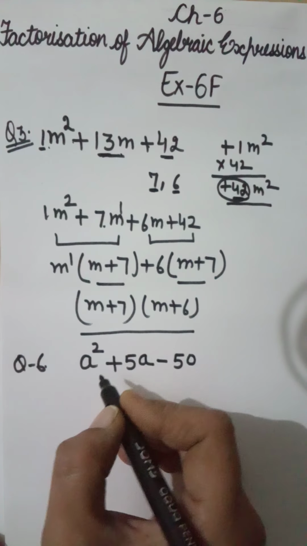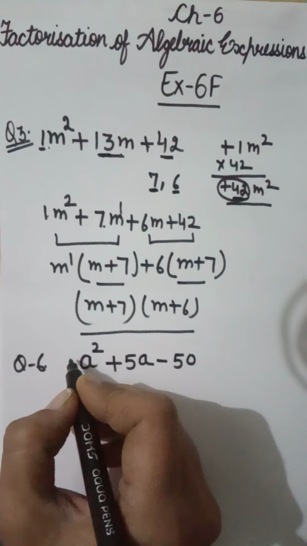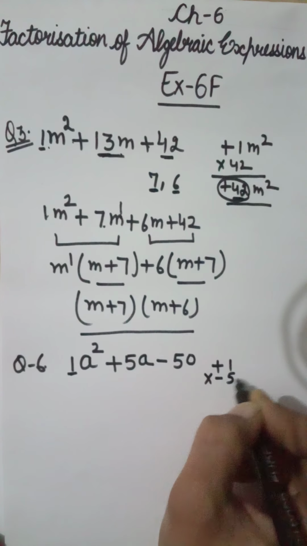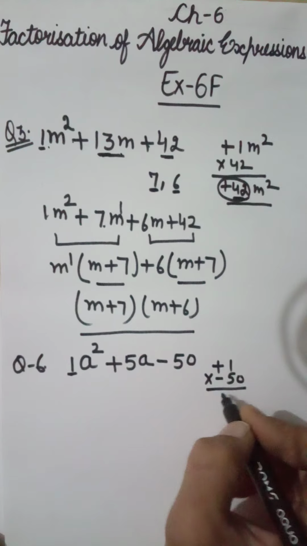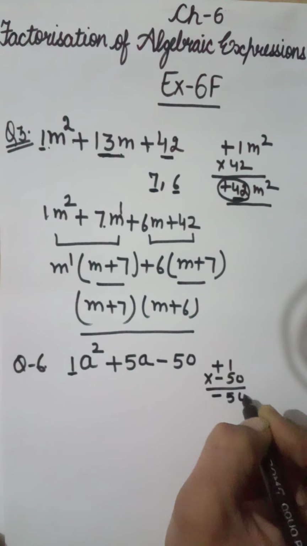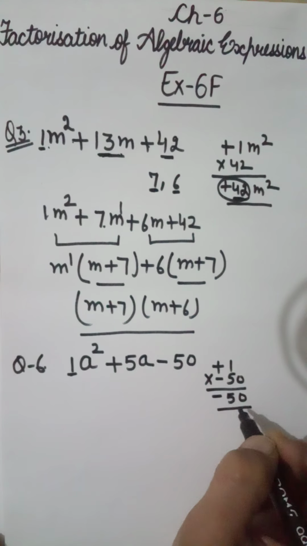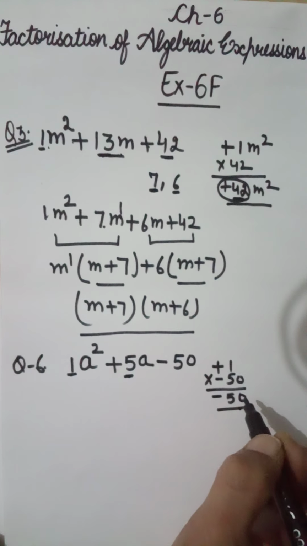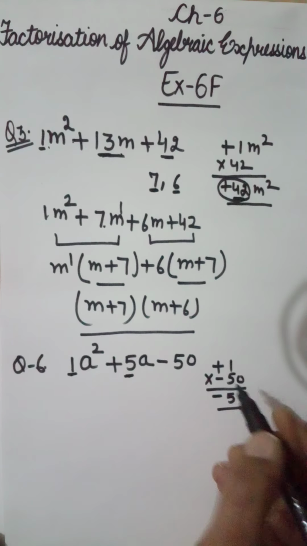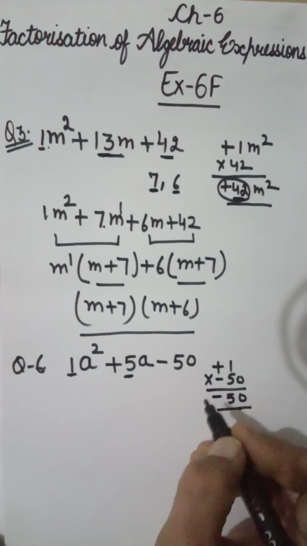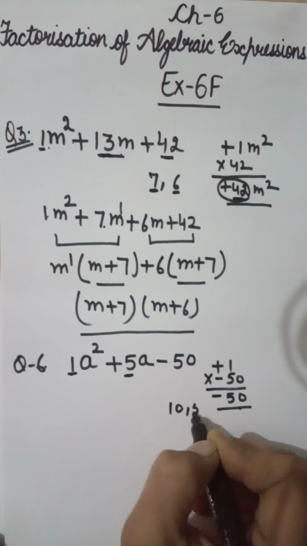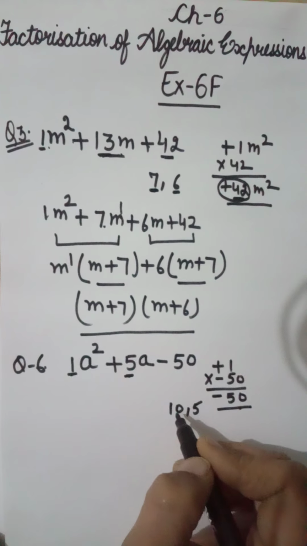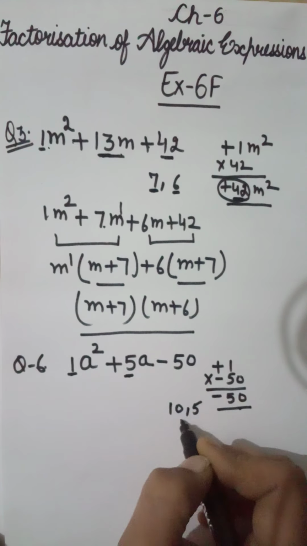Now question number 6, a square plus 5a minus 50. Now you multiply first and last term. You get plus 1 multiplied by minus 50. As you know, if you multiply plus and minus, you will get minus. 50 into 1, 50. Now we have to split this middle term into two terms whose product is minus 50, and whose difference should be 5. First of all, take two terms. If you multiply 10 and 5, you will get 50, and if you add them, 10 plus 5 is 15, but if you subtract, 10 minus 5 is 5. So these two terms are satisfied.